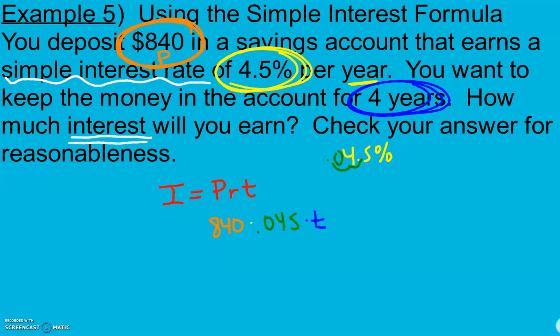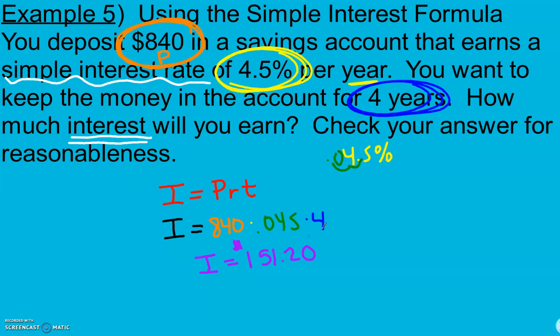And we are looking for interest. So that's perfect. Time is 4 years, sorry. Now we can go ahead and multiply. So I take 840 times 0.045 times 4. I'm going to get $151.20.